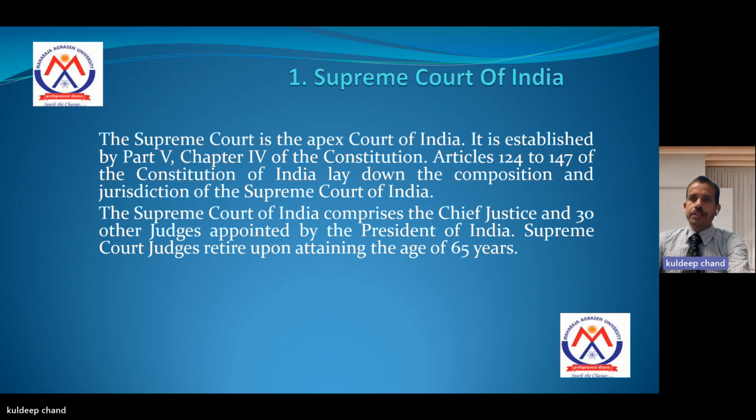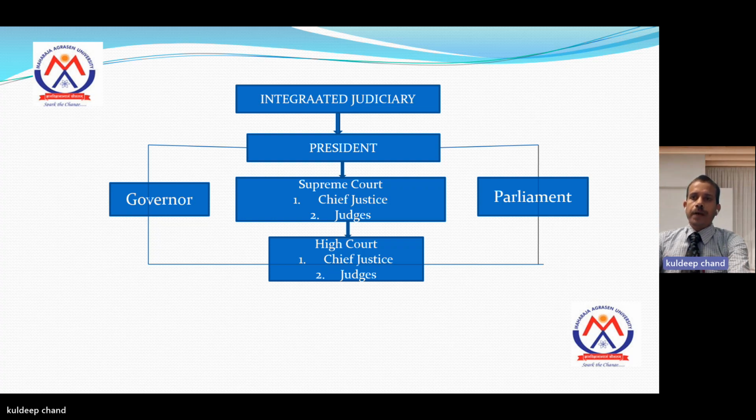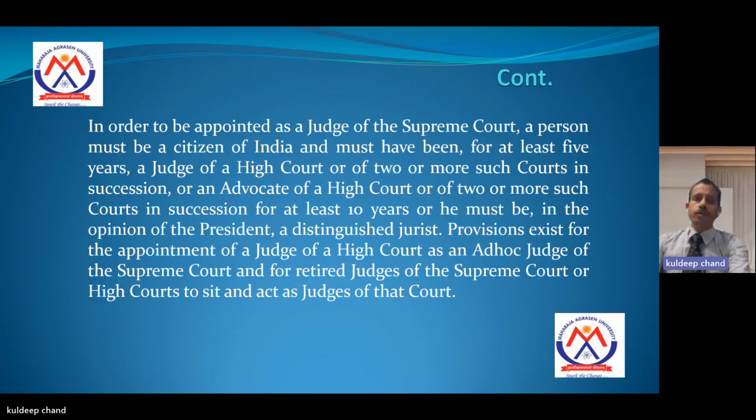Supreme Court judges retire upon attaining the age of 65 years. In order to be appointed as a judge of the Supreme Court, a person must be a citizen of India and must have been for at least 5 years a judge of a High Court or of two or more such courts in succession, or an advocate of a High Court or of two or more such courts in succession for at least 10 years. He must be, in the opinion of the President, a distinguished jurist.